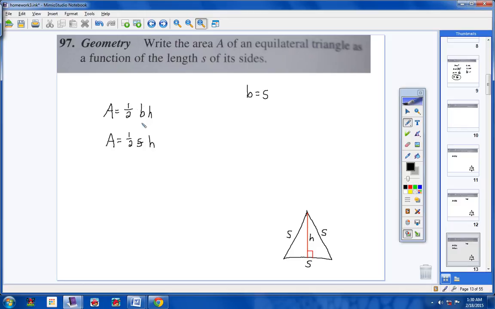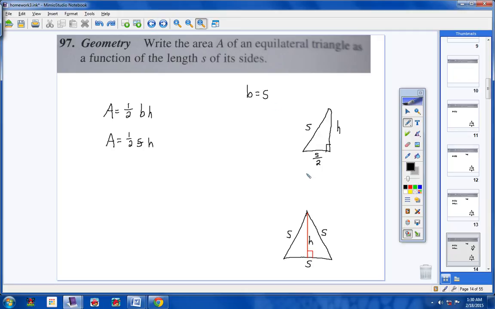So now it looks like this. Here's B, and I put an S. So I'm doing pretty well. I want my area to be in terms of S. So I got rid of this B, I got an S. Now I've got to get rid of this H and somehow make it become an S. So somehow I've got to come up with a formula or an equation over here that has H's and S's. Okay? So I'm thinking how I can do this.